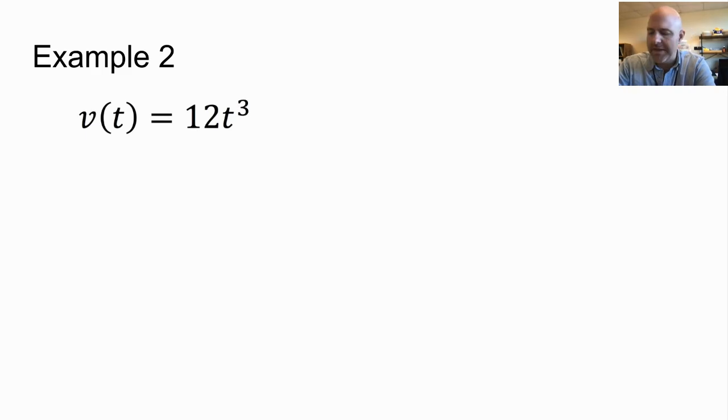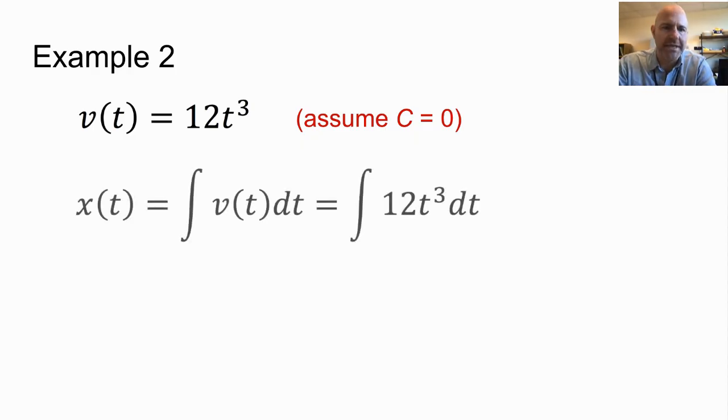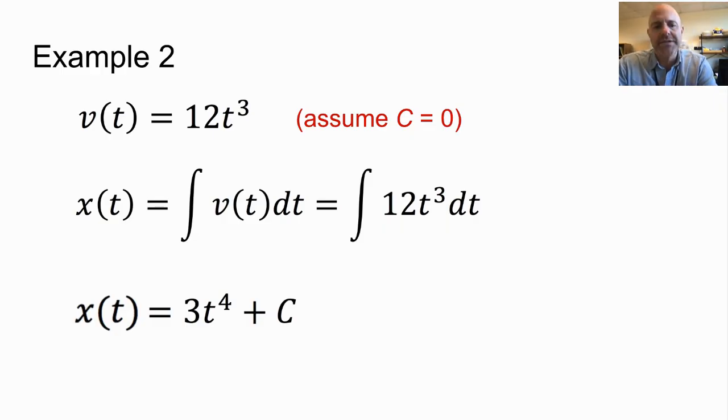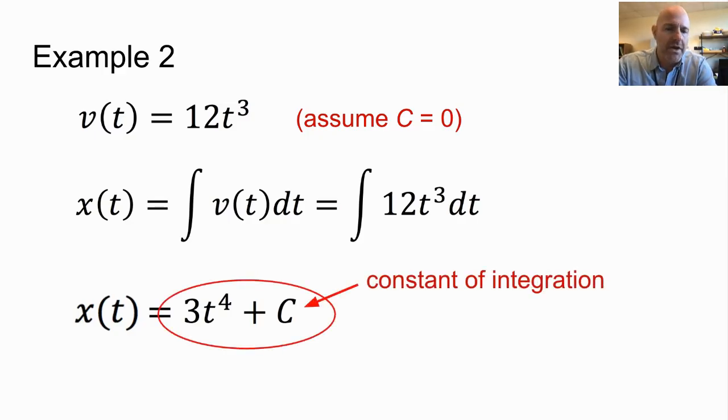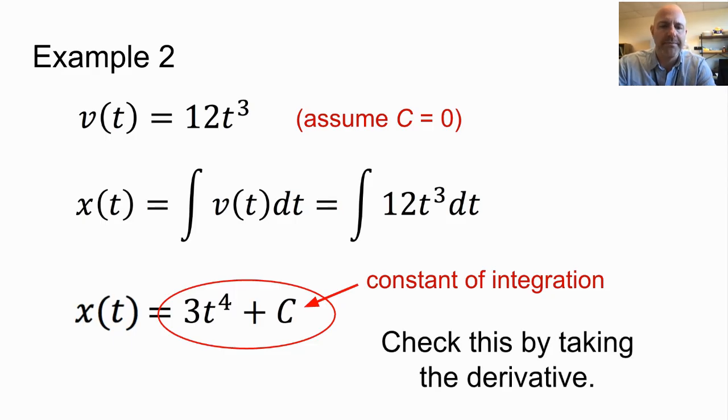Another example here, if we have the velocity as a function of time, 12t cubed, we can assume that the constant of integration is 0 in this case. And if we do, we are going to get the following: 3t to the fourth, and the constant of integration pops out again in this case, right? So one of the things to remember is that the constant is going to show up every time we integrate, and it's going to disappear every time we take a derivative. So this constant of integration ends up being the initial position of the object. We can again check this by taking the derivative.